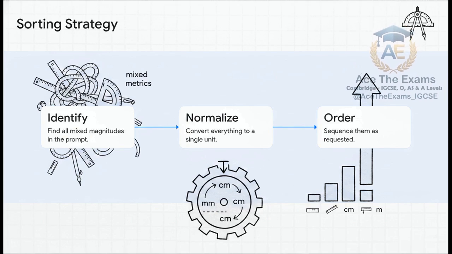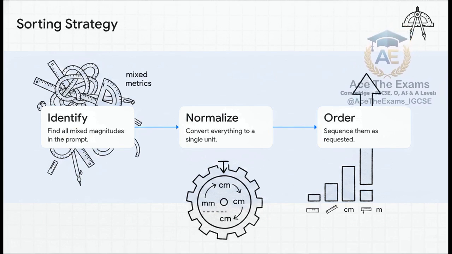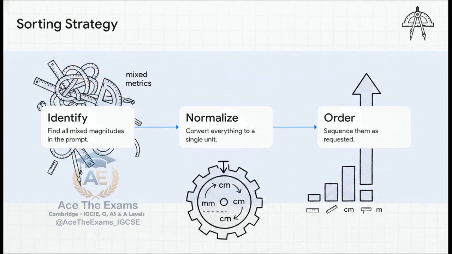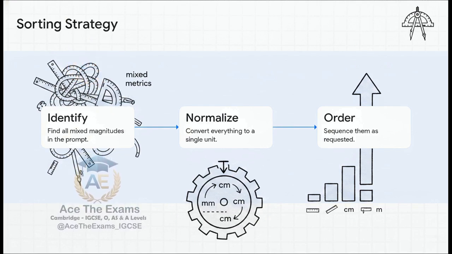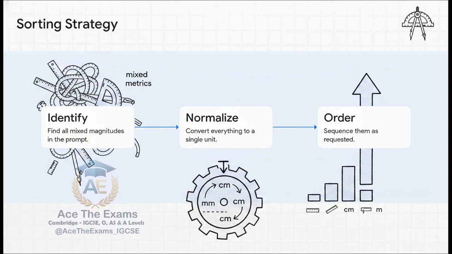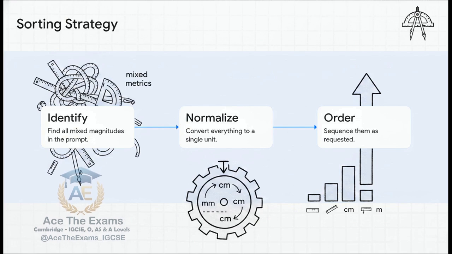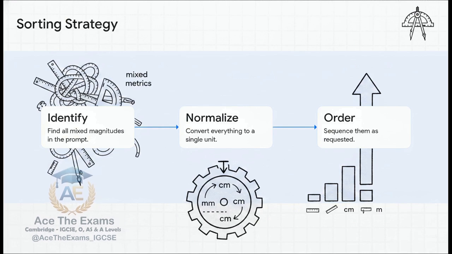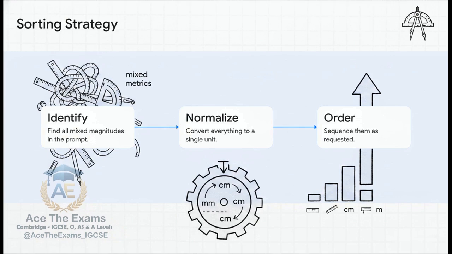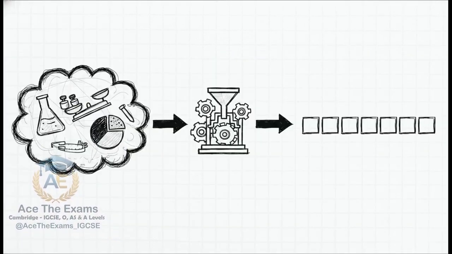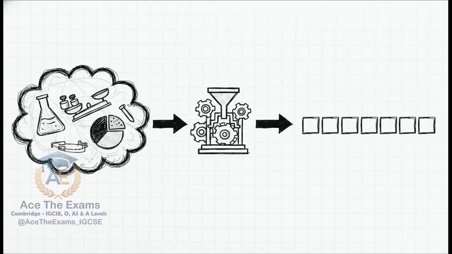Let's normalize. Convert everything to centimeters. 2 meters becomes 200, 60 stays 60, 800 millimeters becomes 80 centimeters, 180 stays 180, and 0.75 meters becomes 75 centimeters. Wow, suddenly your radar screen is perfectly clear. Order from smallest, 60 centimeters, then 0.75 meters, and always write your final answer using the original format from the question, then 800 millimeters, 180 centimeters, and finally 2 meters. See? Systematically executed.